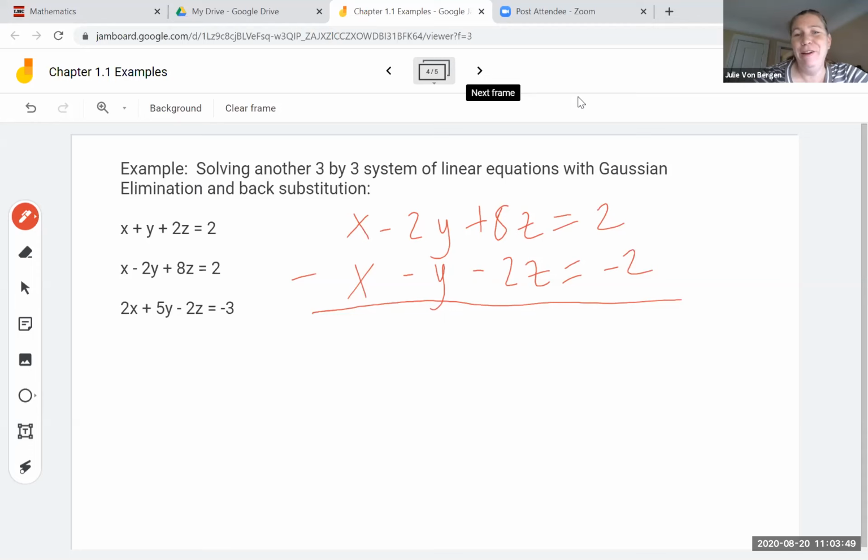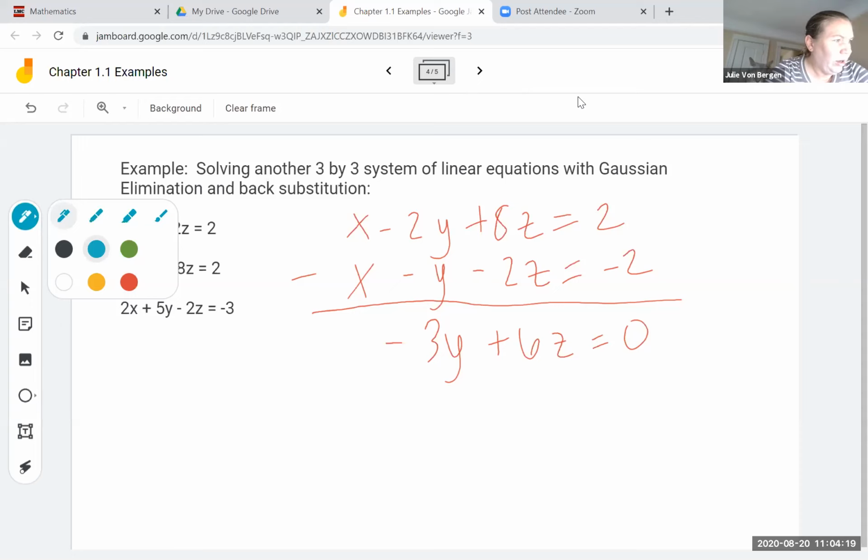So we end up with a negative 3y plus 6z equals 0. So you can see this is just the opposite signs, but the same equation that we got in the earlier problem. It's your choice which equation you subtract. And now we want to try to simplify equation 3. So let's do equation 3 and subtract 2 of equation 1 to try to get rid of the x's there.